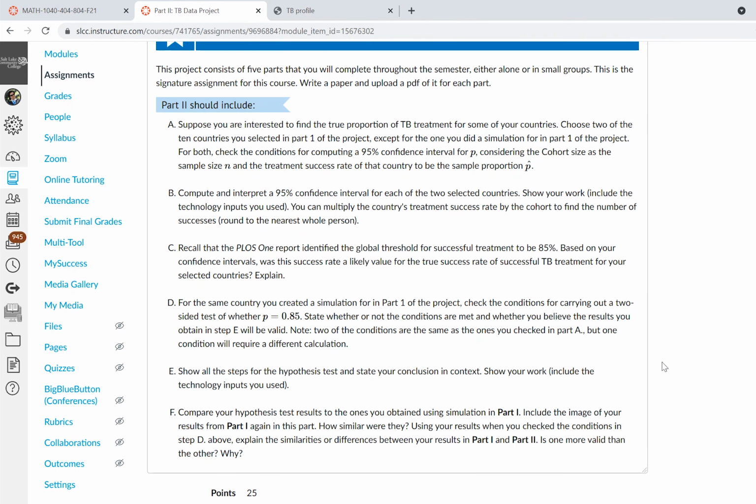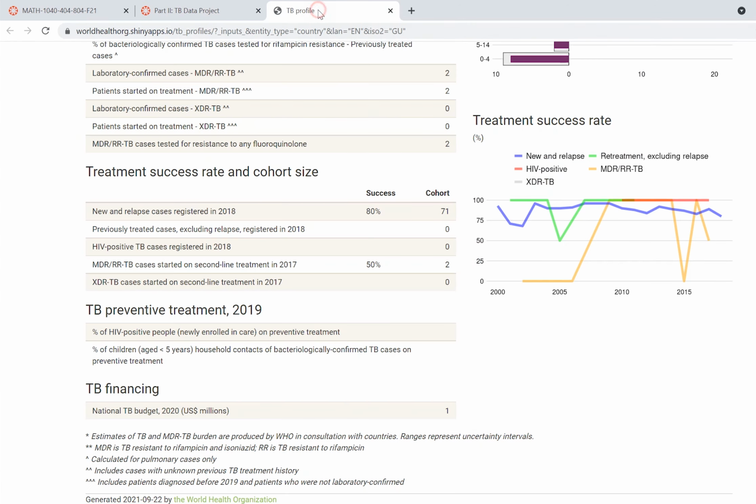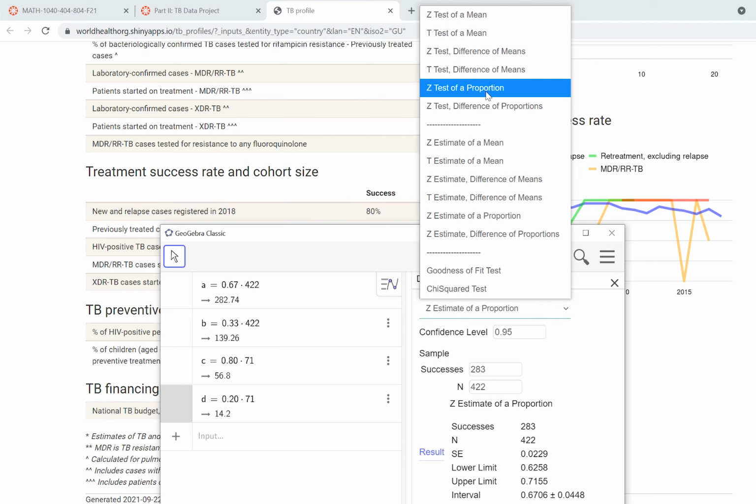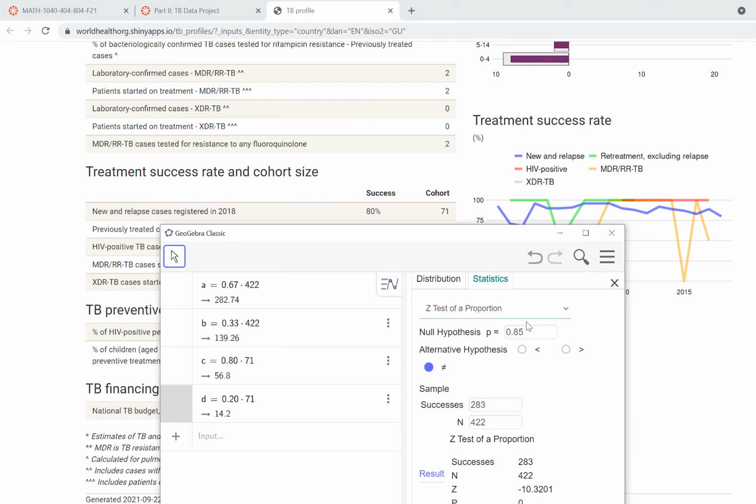If I would like to do a hypothesis test for the country Guam that I selected, then when I look at the tuberculosis profile for it and bring up GeoGebra, I can instead select z test of a proportion to do a hypothesis test. My null hypothesis should be 0.85. P equals 0.85 is assuming the global threshold of 85%. And I choose a not equal to sign to show the two-sided test. This is very similar to what we had in part 1 of the project.